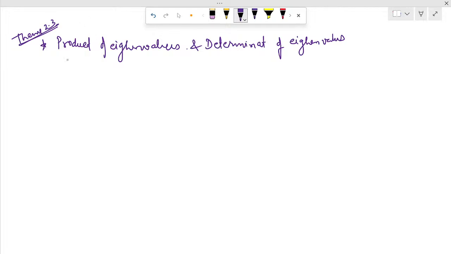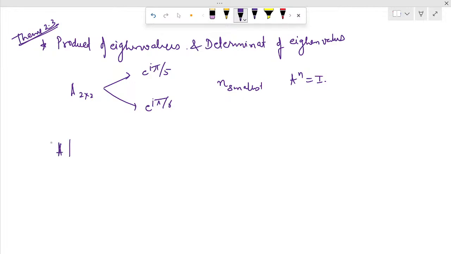So let's say one of the very favorite questions is, let's say you have A, a 2 cross 2 matrix, and it has two eigenvalues, e to the power iota pi by 5 and another eigenvalue e to the power iota pi by 6. It asks: what is the smallest value of n for which A to the power n would be identity? So all you need to do is just take a determinant on both sides.